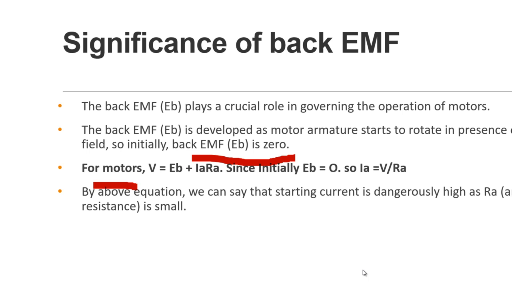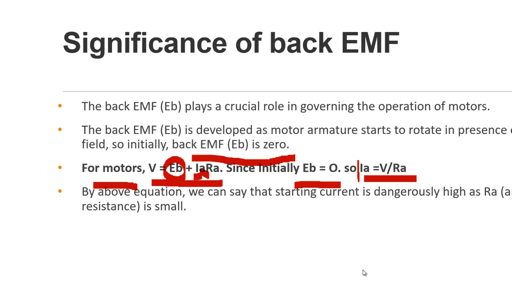For motors, V is equal to EB plus IARA. Since initially EB is 0, IA is equal to V by RA. So according to this formula, as EB is 0, IA, that is the armature current, is equal to V by RA.